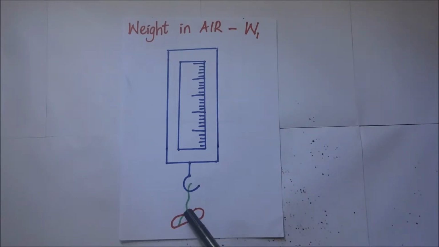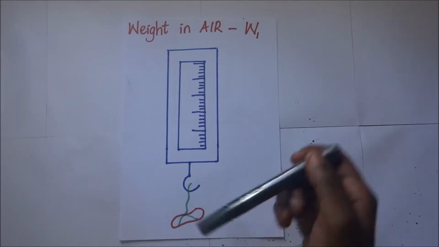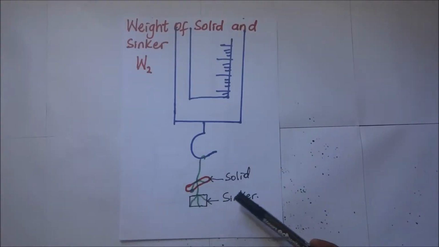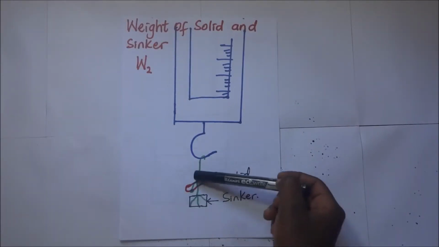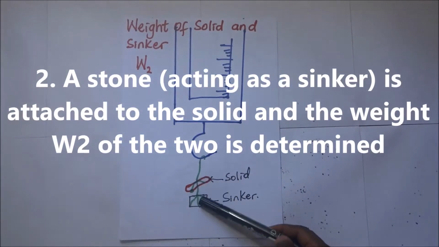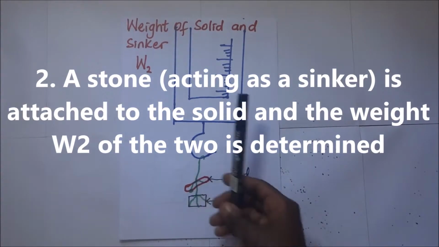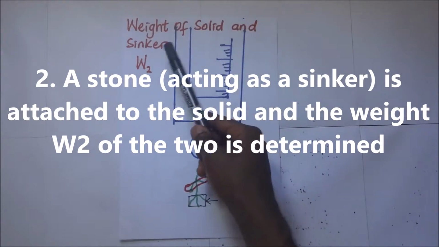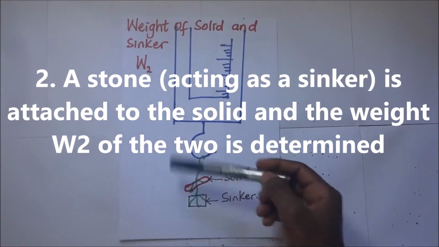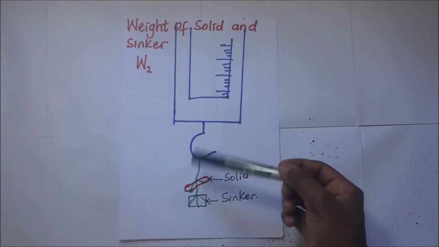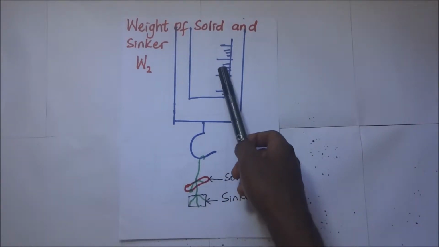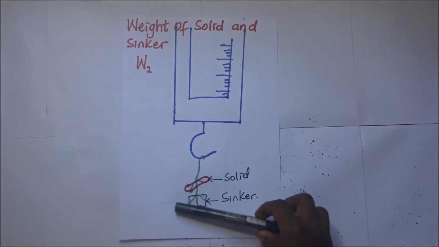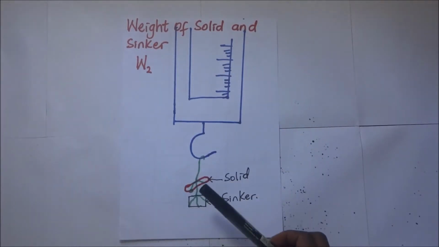That's our first step. Since this solid floats, we need it to first get fully immersed in water. So we are going to tie a sinker to this solid so that it sinks inside. Now that we have attached a sinker, before we put this into water, we need to first get the weight of these two. We get the weight of the solid and the sinker, and we call that W2, when they are still outside before we sink them in water.